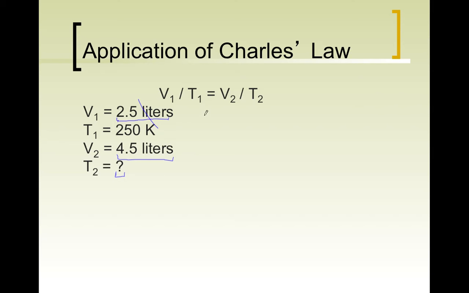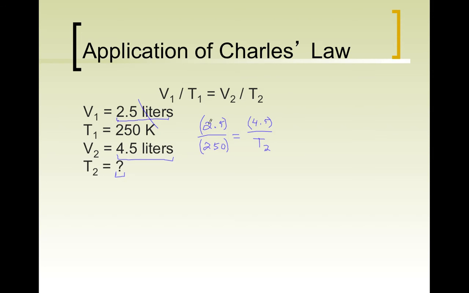So I would plug in my numbers. I have 2.5 over my T1, which is given as 250. Notice it's already in Kelvin, so I don't have to convert it. And then V2 is given as 4.5, and T2 is my unknown. You could label it as X once again, or I'm just going to use T2.